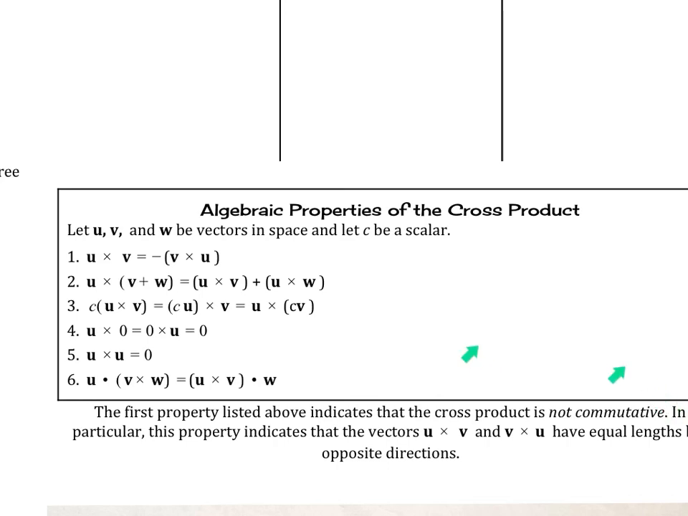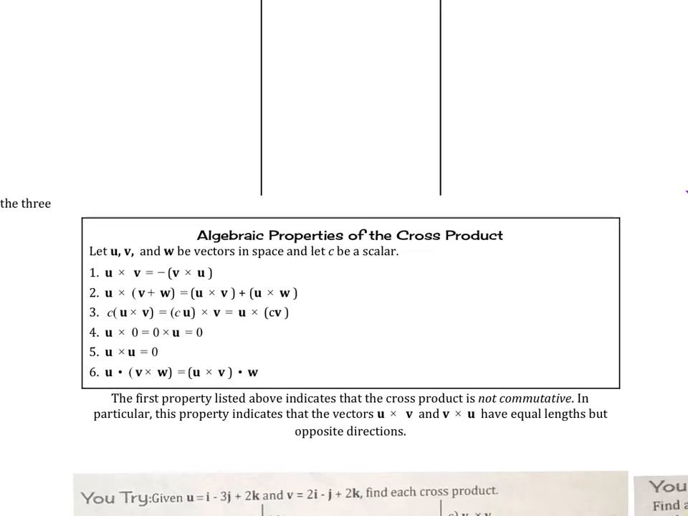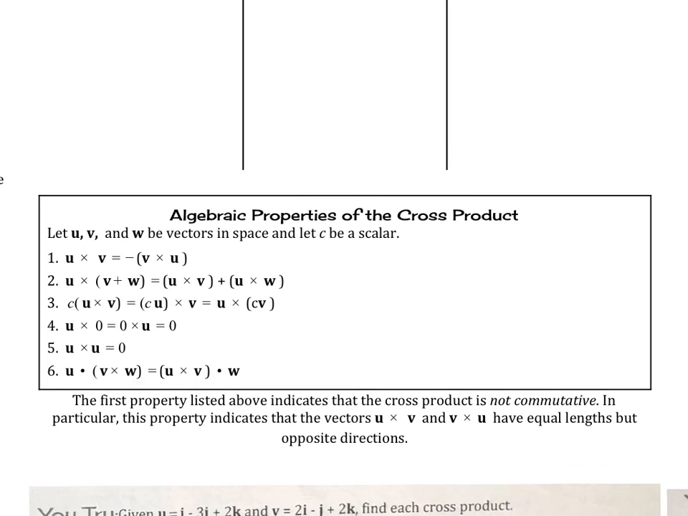The first property listed above indicates that the cross product is not commutative, so remember that. I hope you remember that from previous lessons. In particular, this property indicates that u times v and v times u have equal lengths, but they're in opposite directions.